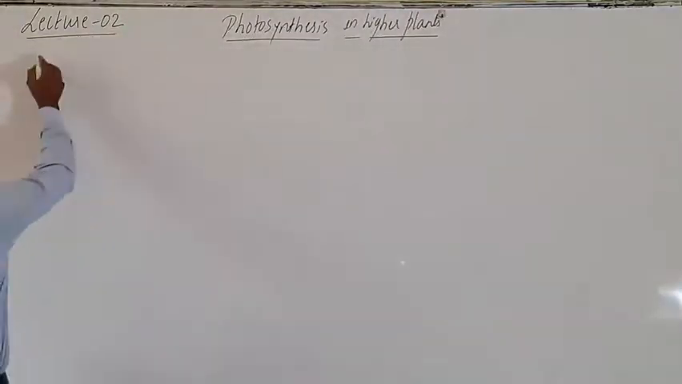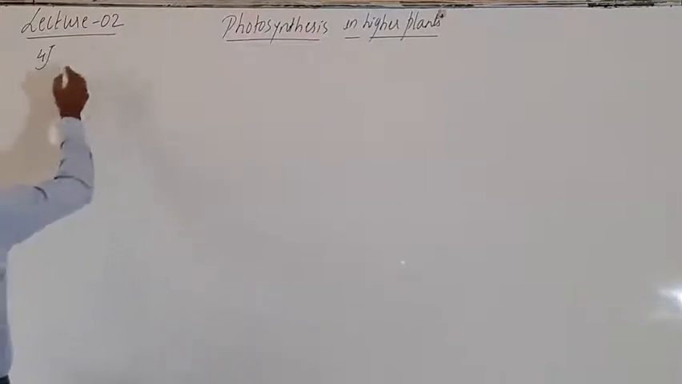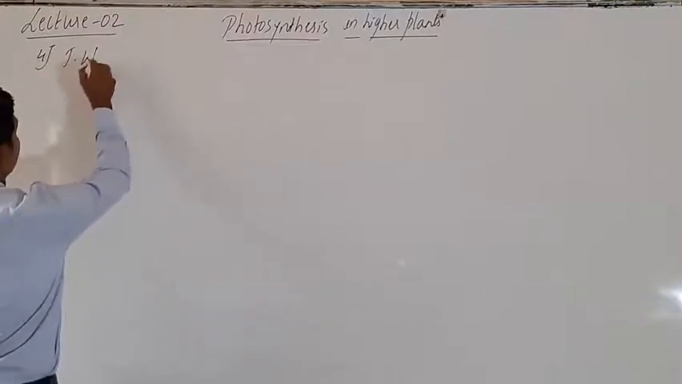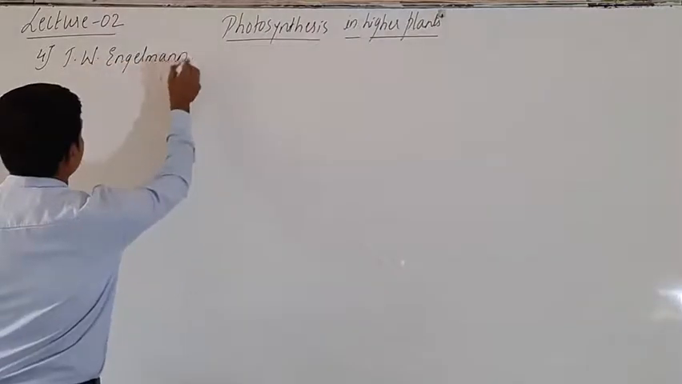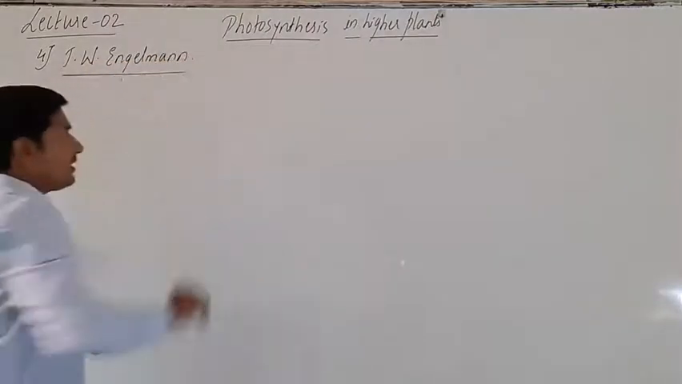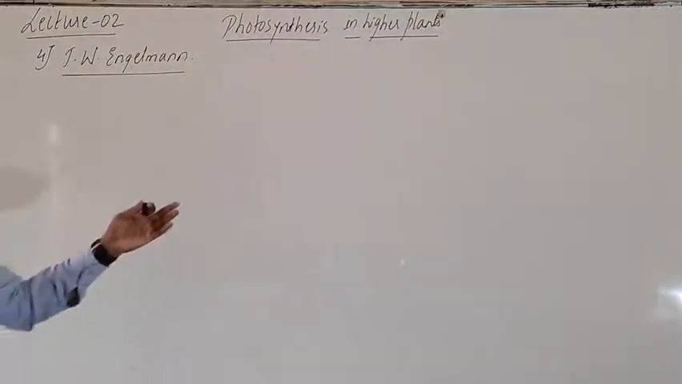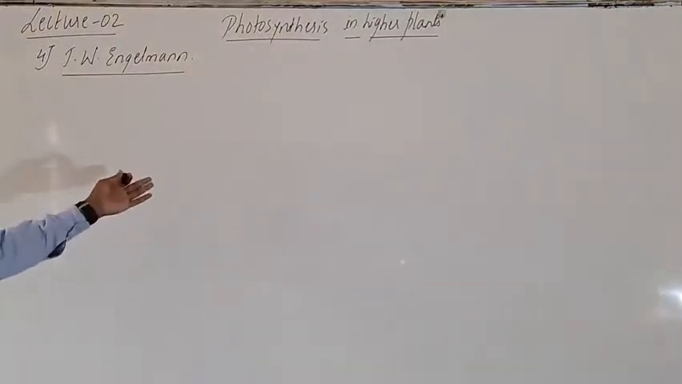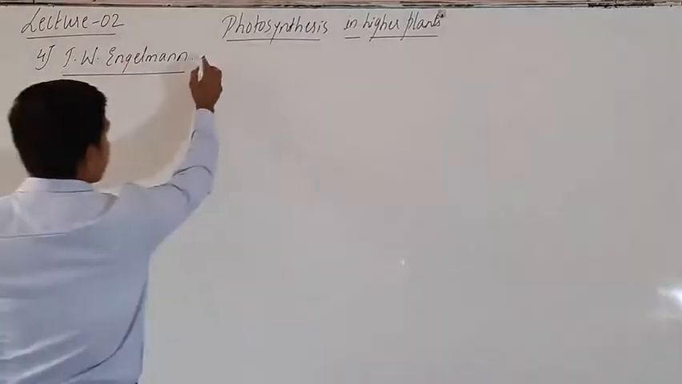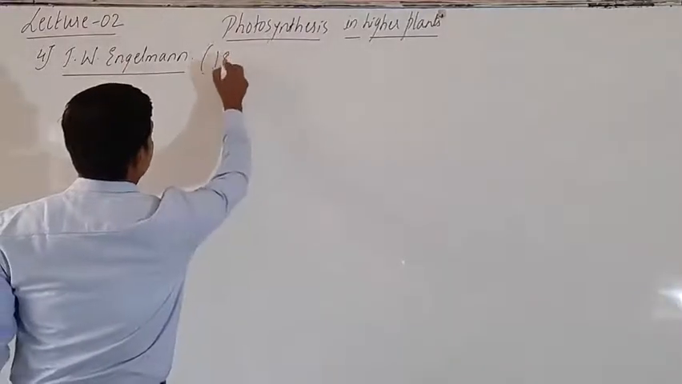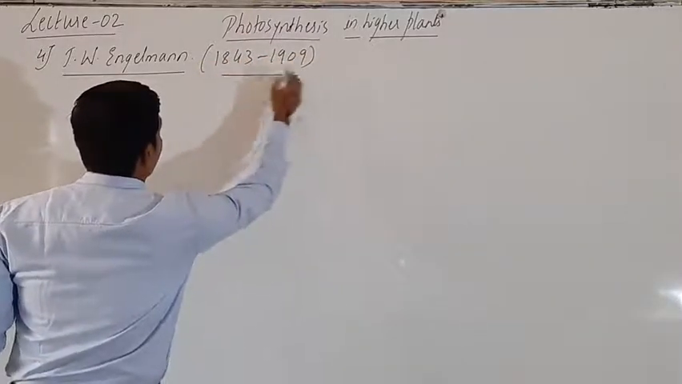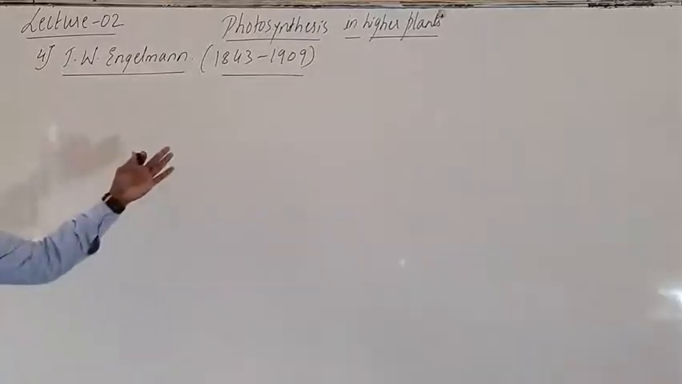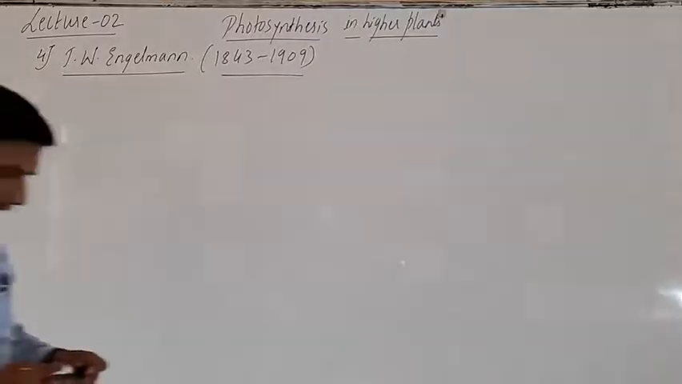Yesterday we came across three experiments which show that photosynthesis occurs in plants. Now next comes T.W. Engelmann, who worked from the year 1843 to 1909.